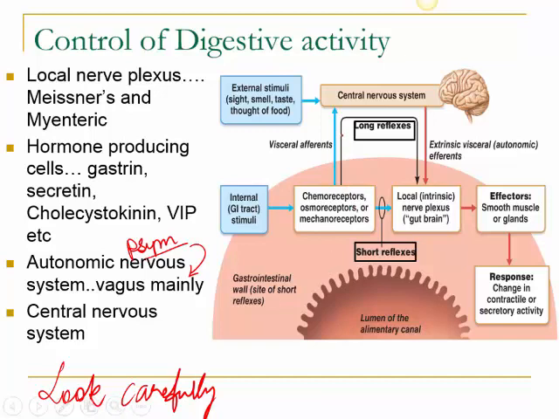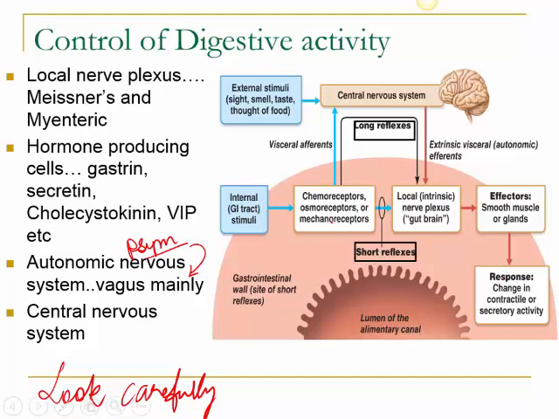These then send impulses to the central nervous system, and they also have reflexes which go a short way and stimulate the local myenteric and Meissner's plexus. Whether they go up to the top and come down, or they go locally, the end result is that it acts on the smooth muscle or glands. Glands will secrete, the smooth muscle will contract and will push the food forward or cause mechanical digestion.